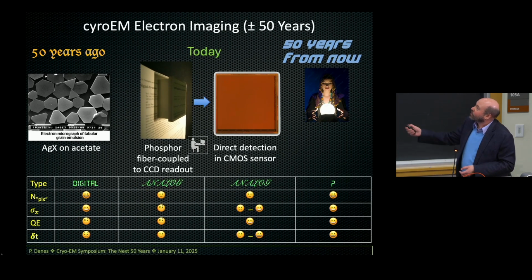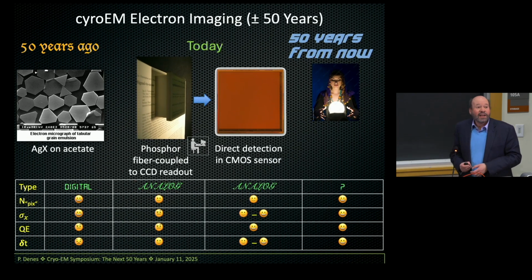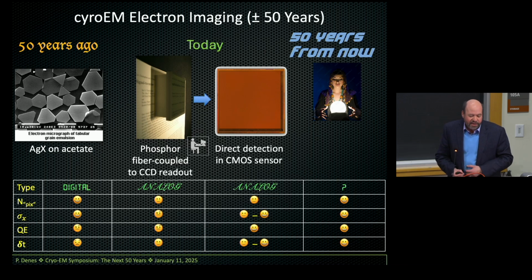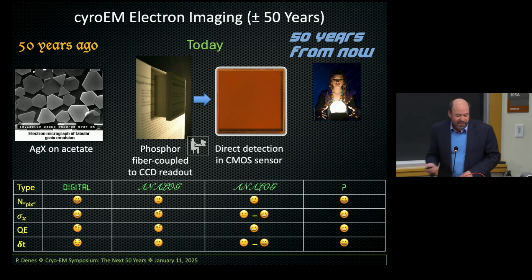That was advanced by various other forms of now analog detectors that happen to be able to plug into your computer. Phosphors that are fiber coupled to CCDs, which have now given way to direct detection CMOS sensors. And then 50 years from now, I don't know exactly what it will be, but it'll do everything.